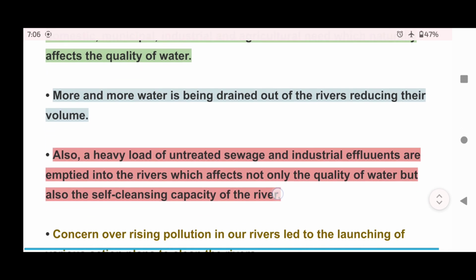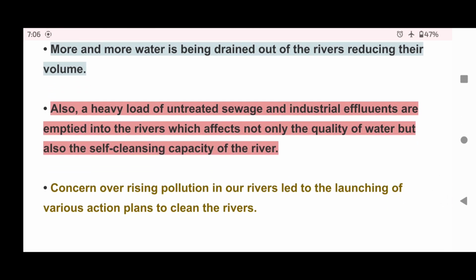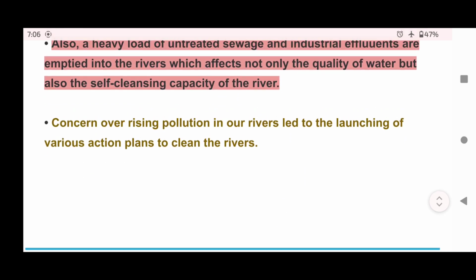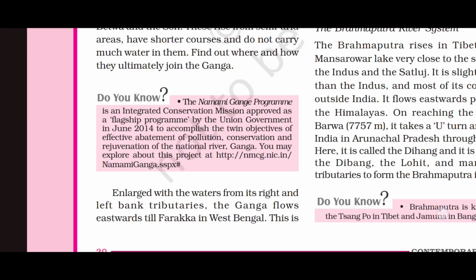More and more water is being drained out of the rivers, reducing their volume. Also, a heavy load of untreated sewage and industrial effluents are emptied into the rivers, which affect not only the quality of water but also the natural cleansing capacity of the river. The concern over rising pollution in our rivers led to the launching of various action plans to clean the rivers.